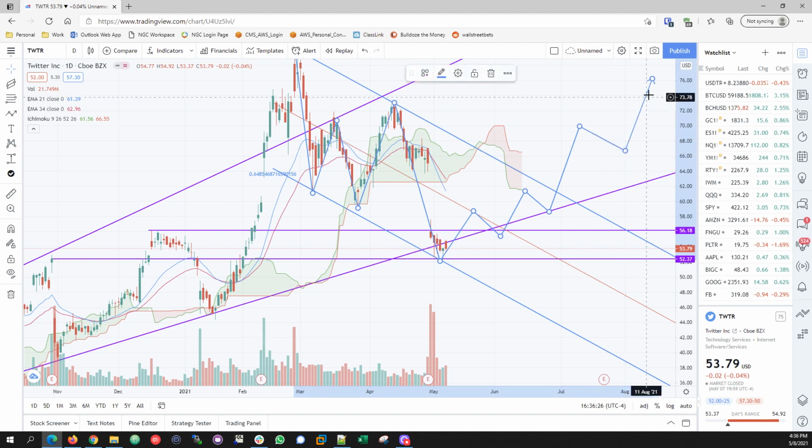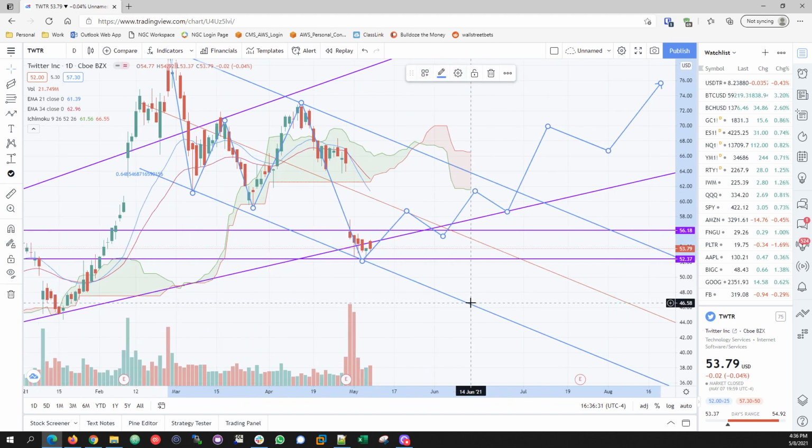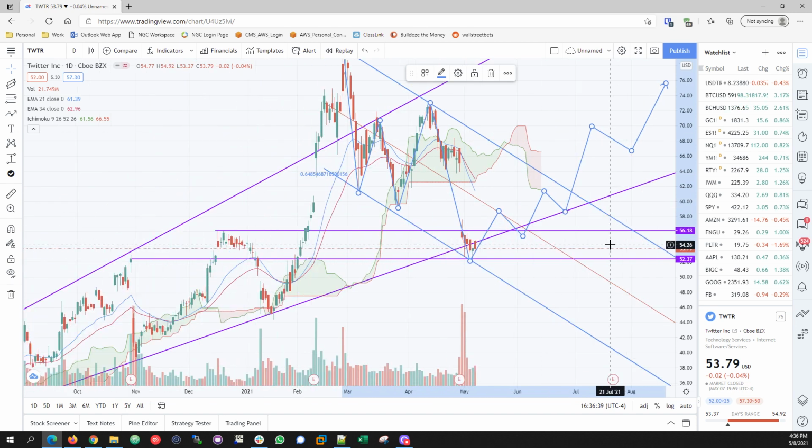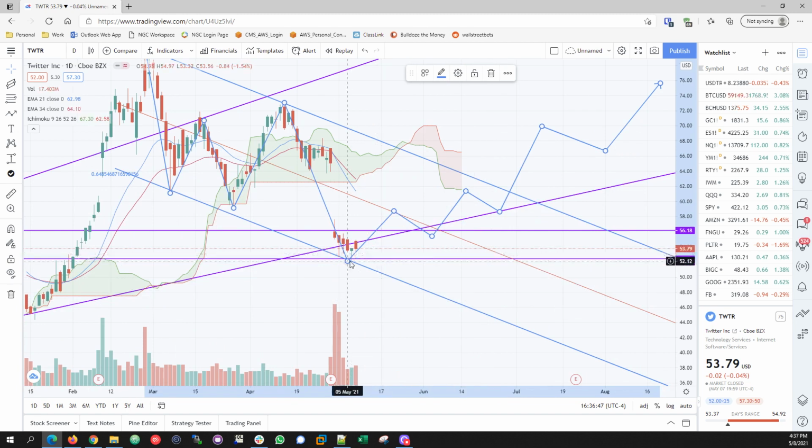Now the time might be off. I don't know about the timings, but there you go. That would be your move if 52.50 gets protected, okay. Other than that, if you lose 52.50, good luck, because you're going to go down to 47. But 52.50 is very critical for Twitter.